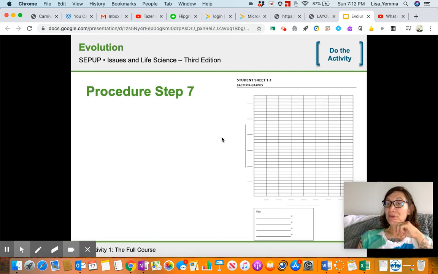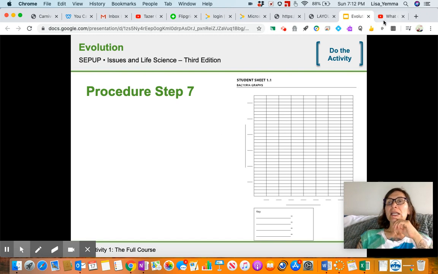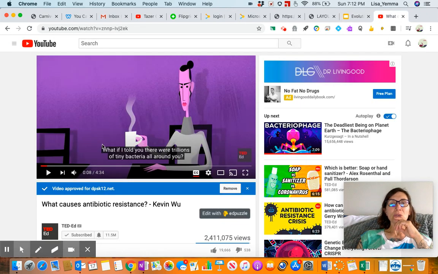We can graph our data. If you would like to make a bar graph of the data that you have, of the types of bacteria before and the types of bacteria after, that would be great. If not, don't worry about it. And now let us go to here.